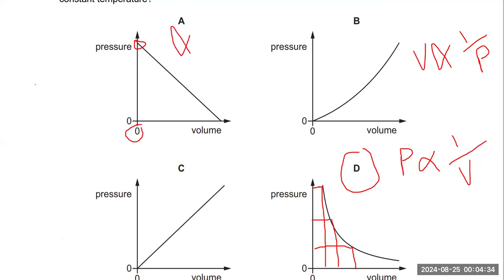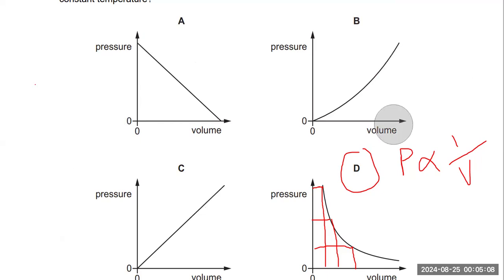Or if you look at this one, it means volume is zero, pressure is zero, and then the graph is increasing gradually. It means by increasing the volume, pressure increases. No, by increasing the volume, pressure decreases. It is the law. Okay, this is also incorrect. If you look at C, it is also a little bit similar to the B option, so it is also incorrect. So our correct answer will be D.